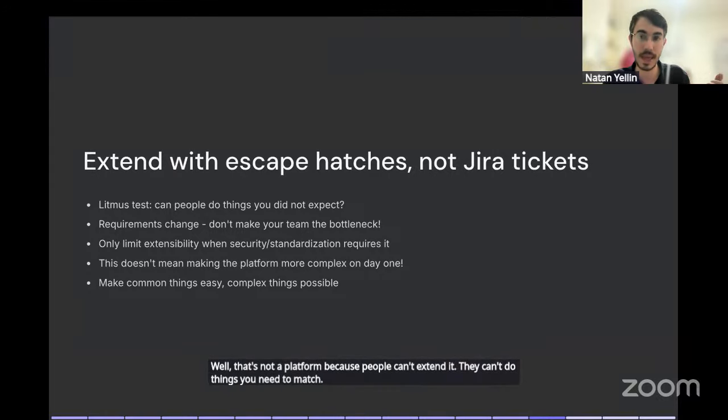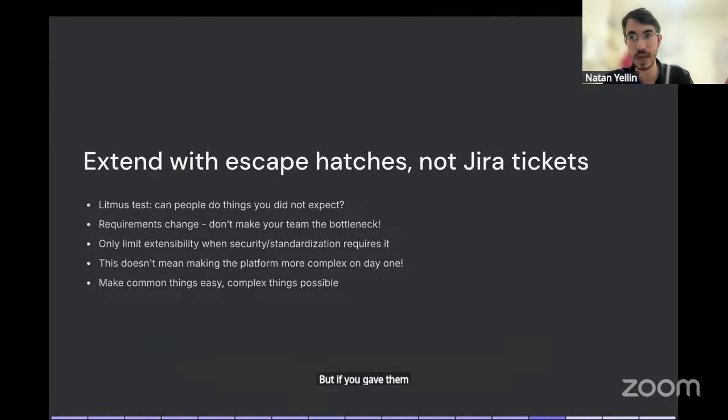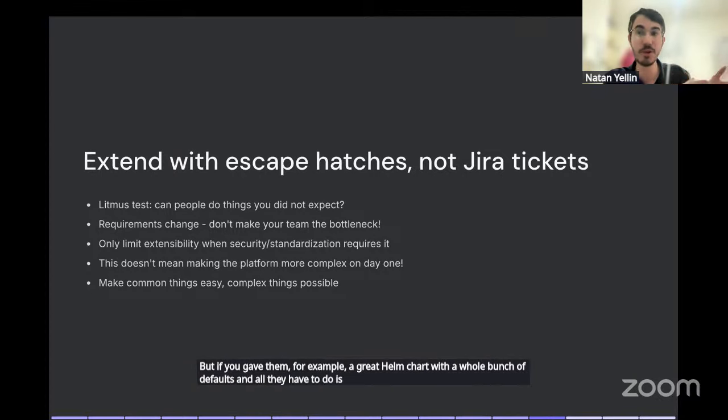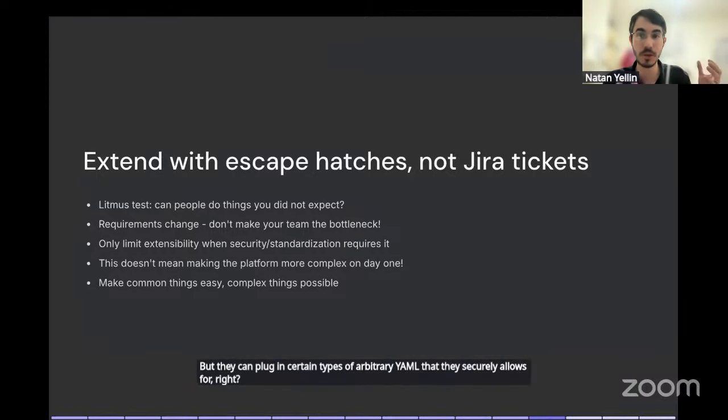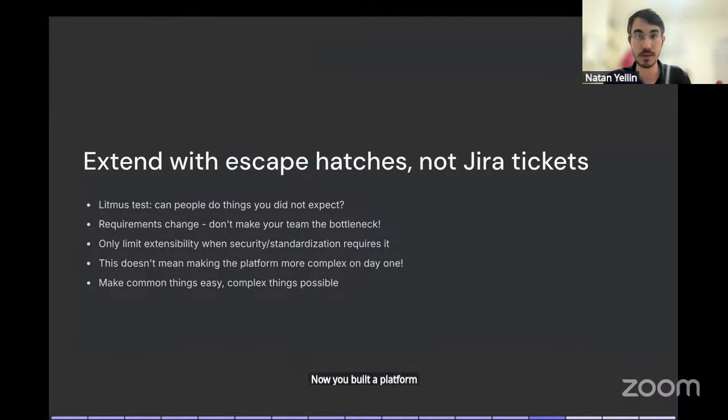But if you gave them, for example, a great Helm chart with a whole bunch of defaults, and all they have to do to get up and running is give you an image file, right? They just give you the Docker image, and then you're up and running. And on day one, they have to do nothing. But when they have more complex requirements, they can plug in any arbitrary YAML, or certain types of arbitrary YAML that the security allows for, right? Now you built a platform. People can do things that you didn't anticipate. They're able to extend it.